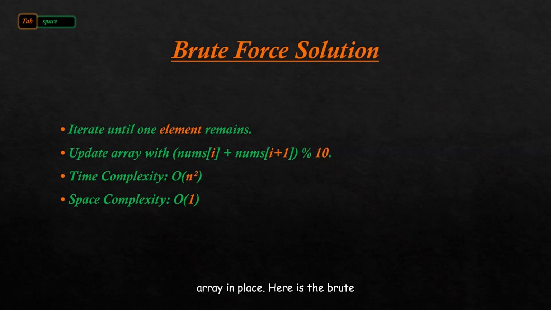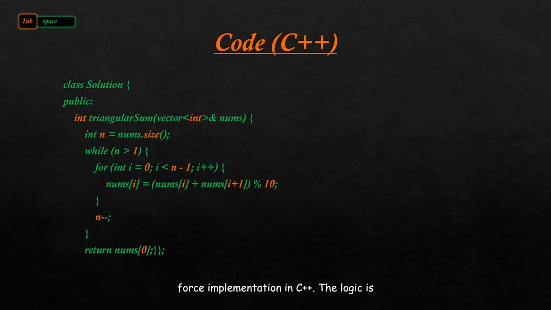the array in place. Here is the brute force implementation in C++. The logic is straightforward. We run a loop while the size of the array is greater than 1. Inside, we update each element with its transformed value. Finally, we return nums[0], the only remaining element.